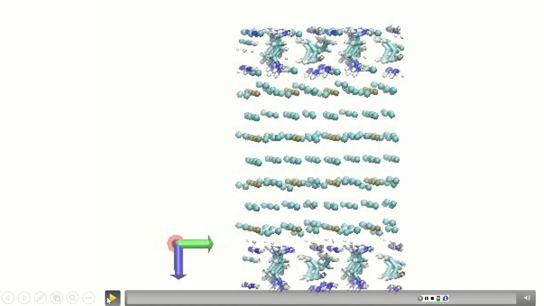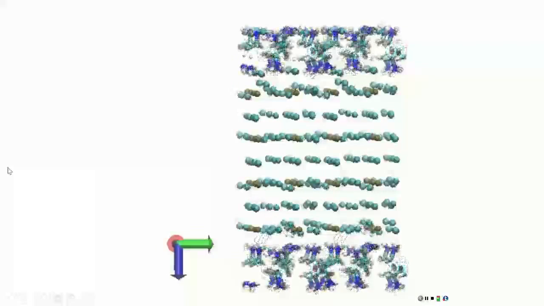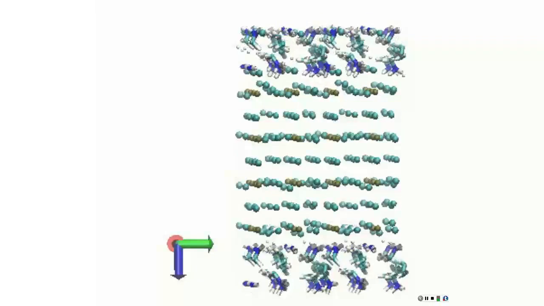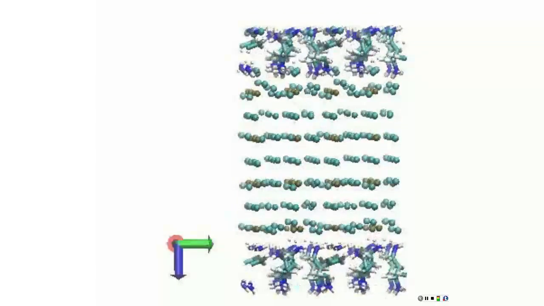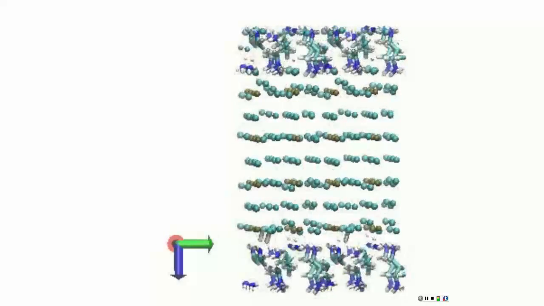This is the molecular dynamics of the hybrid Ruddlesden-Popper model. You'll notice that most of the activity appears to be localized to the organic ligands that separate the layers.